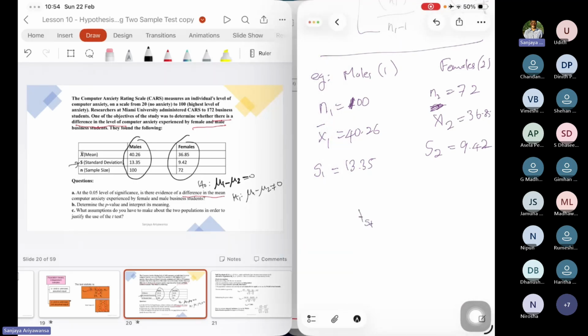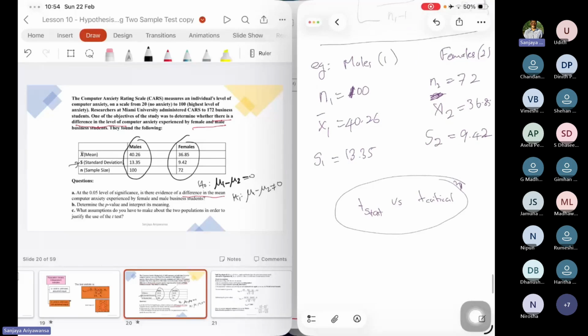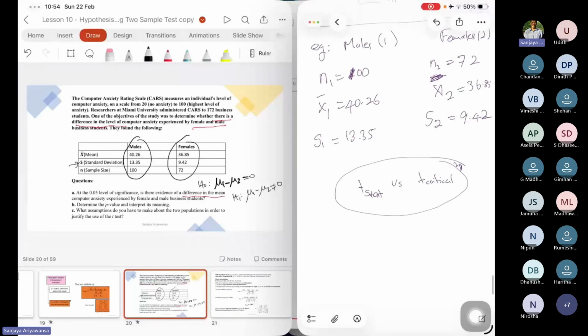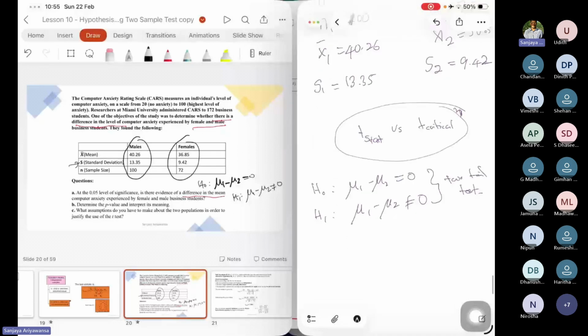So what do we have to do? We have to compare two things: the t stat versus the t critical value. That's what we have to do in order to arrive at a conclusion. H0: mu1 minus mu2 equals 0, which says there is no difference between the samples of males and females in this CARS test. H1: mu1 minus mu2 not equal to 0. So basically, this is a two-tail test.